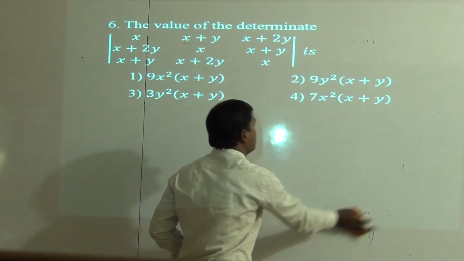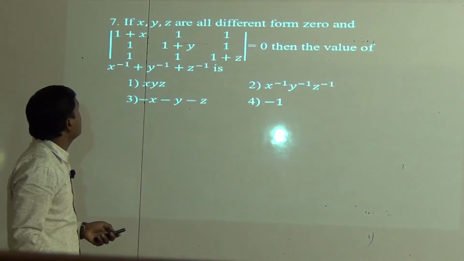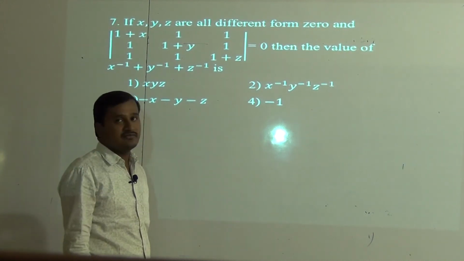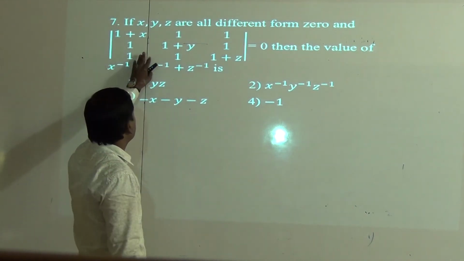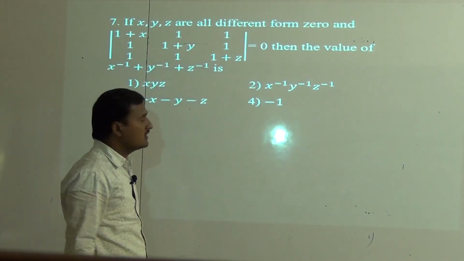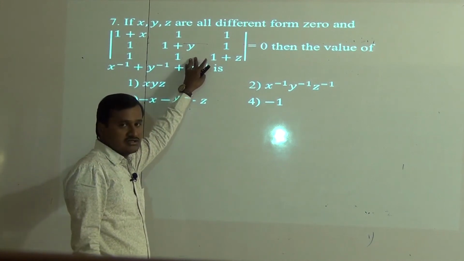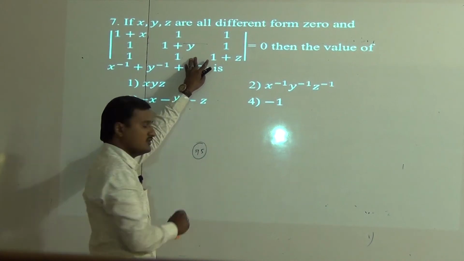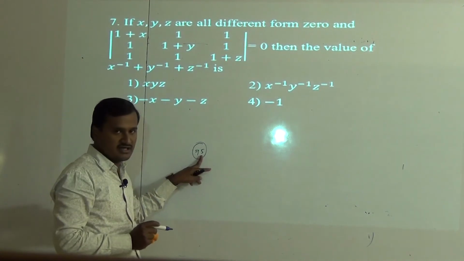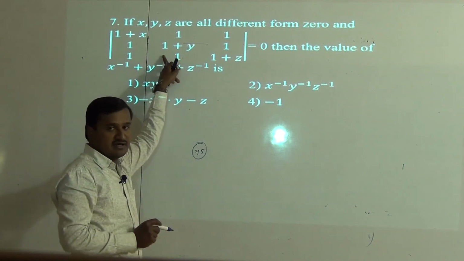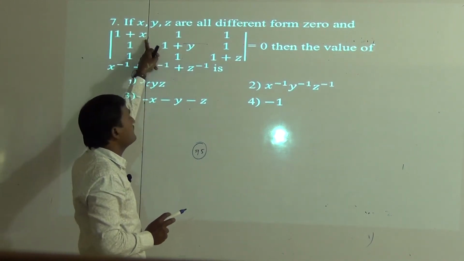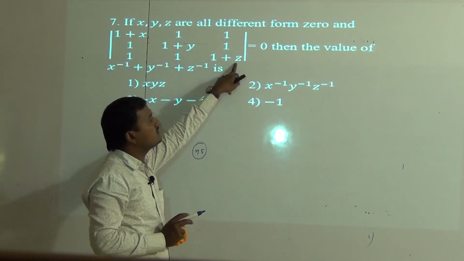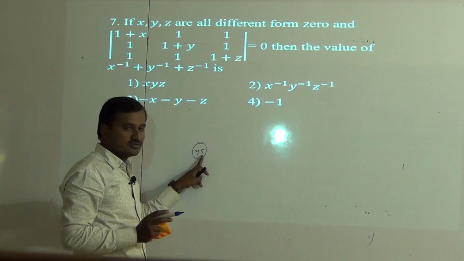Okay, the next question is this one. If x, y, z are all different from 0, what is the value of this determinant? We have already solved such types of problems, that is question number 75. Question number 75 and this question are both the same. In the place of x we have a, in the place of y we have b, in the place of z we have c. You just have to go through question number 75.